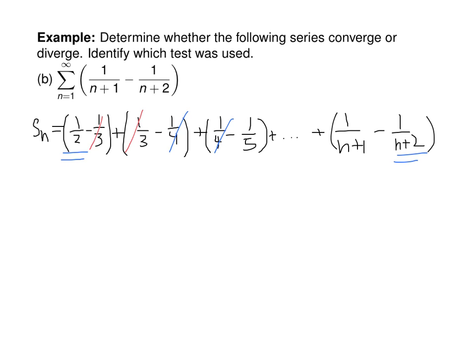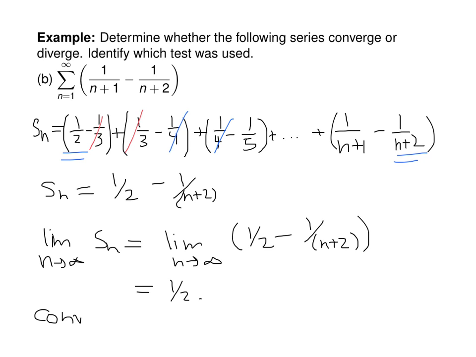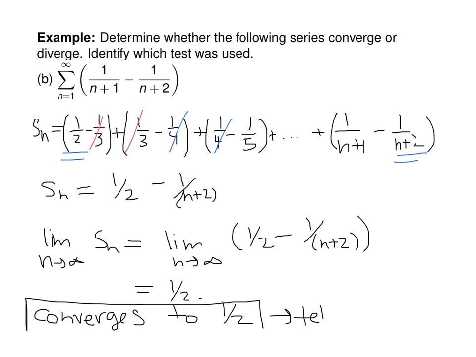So an expression for our partial sum s sub n is given by 1/2 minus 1 over the quantity n plus 2. And the value of that sum is given by the limit as n goes to infinity of s sub n. So we have the limit as n goes to infinity of 1/2 minus 1 over the quantity n plus 2, which equals 1/2. And so this series converges to 1/2. So we actually know that that stuff sums up to 1/2. And it is a telescoping series.